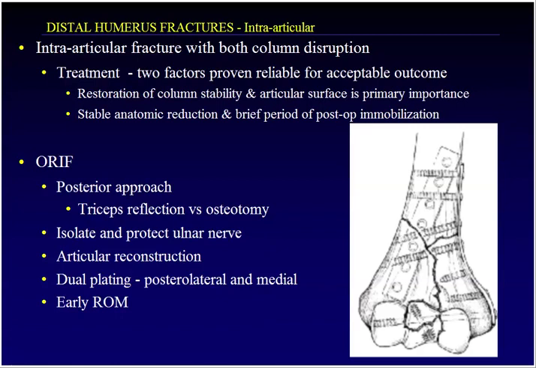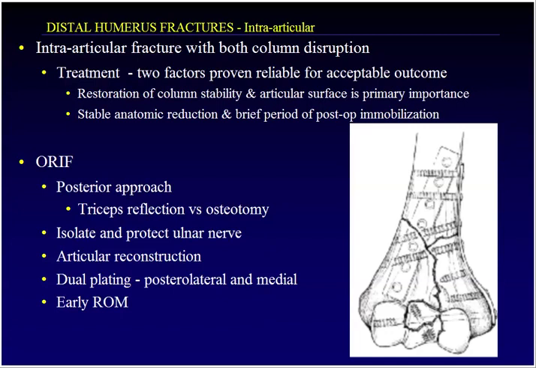Typically, these are performed through a posterior approach. You can either do a triceps reflection, or more commonly, an osteotomy of the ulna of the olecranon is indicated. And it's really critically important that you have adequate visualization of the articular surface of the distal humerus in order to obtain an acceptable result, because that's necessary to anatomically reduce the articular fracture extension. You have to be aware of the possibility of ulnar nerve injury with these approaches, and it's very important that you isolate and protect it.